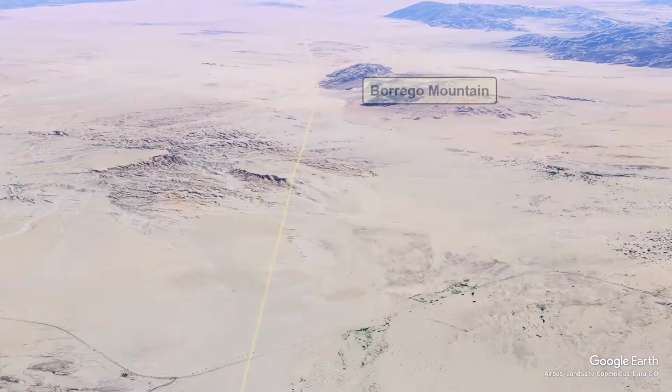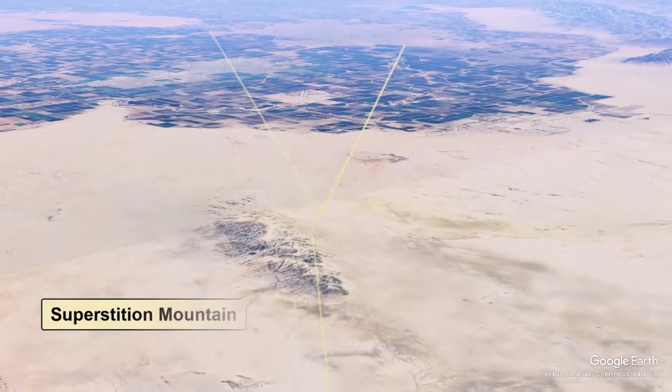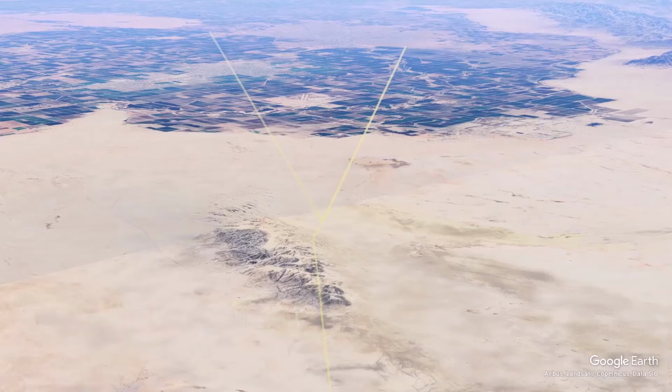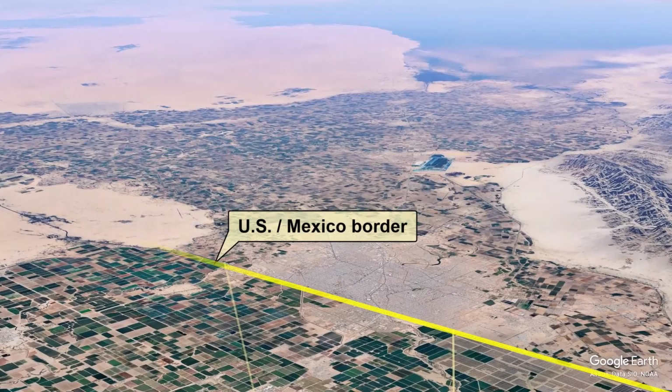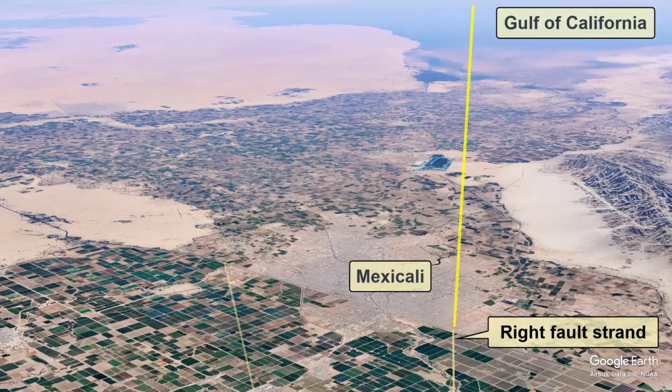Continuing past Borrego Mountain, the fault is responsible for forming a small mountain called Superstition Mountain that is similar in shape to Borrego Mountain. Here the fault splits again into two more strands as it heads to the Mexican border. The right strand passes the right side of the big city of Mexicali and heads down the center of the Gulf of California.